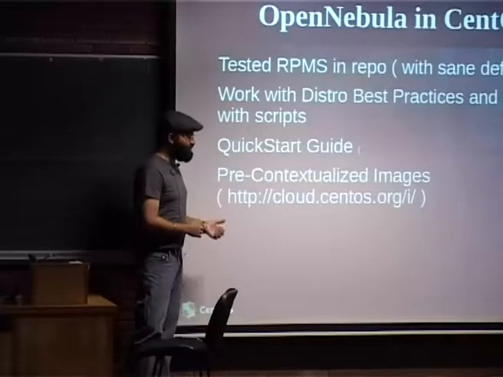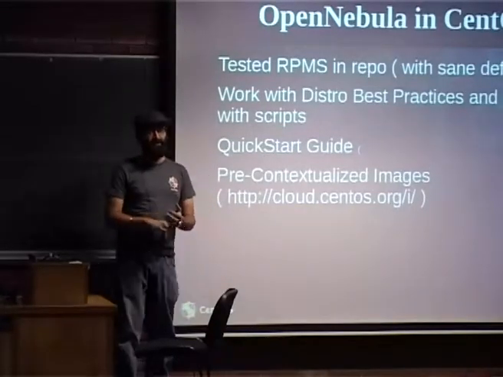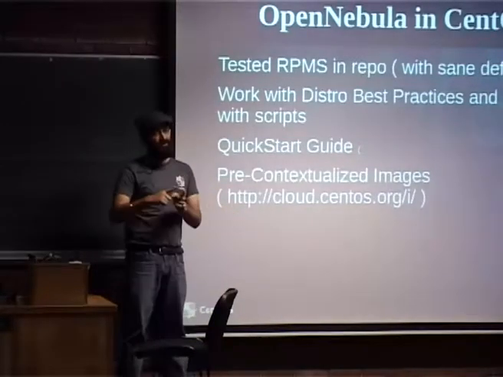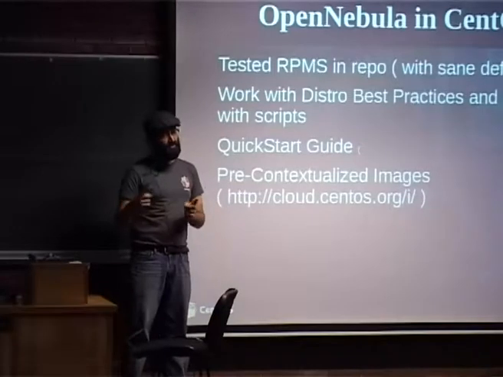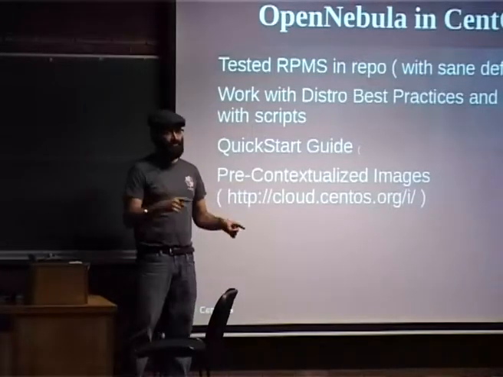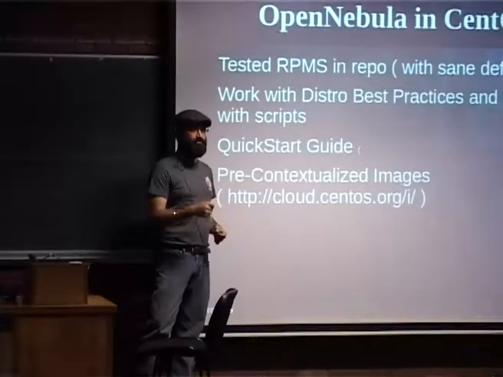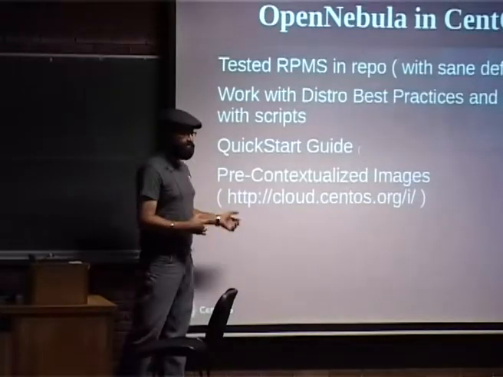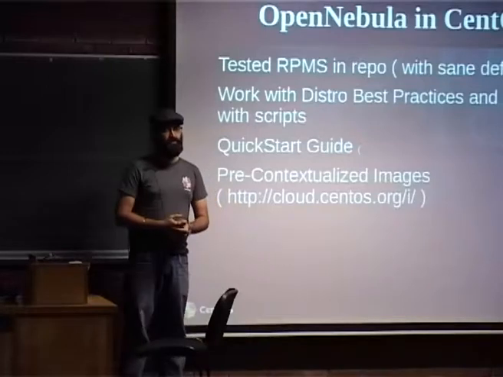And we have pre-contextualized images for CentOS 5 and 6, 32-bit and 64-bit, as we release them. Every 2 months, we rebuild those images with all updates applied. So if at any point you need an image, you don't have to create it yourself. You can just download it from cloud.centos.org. This is also where we distribute images for Amazon Web Services.